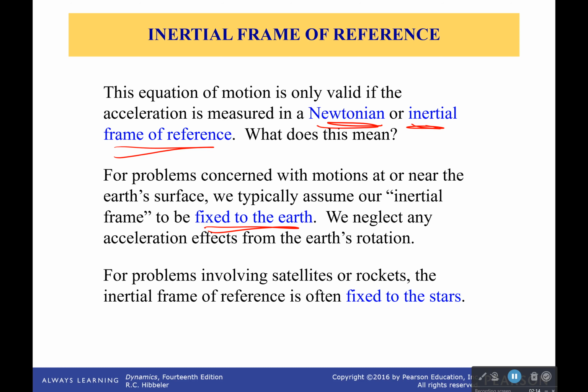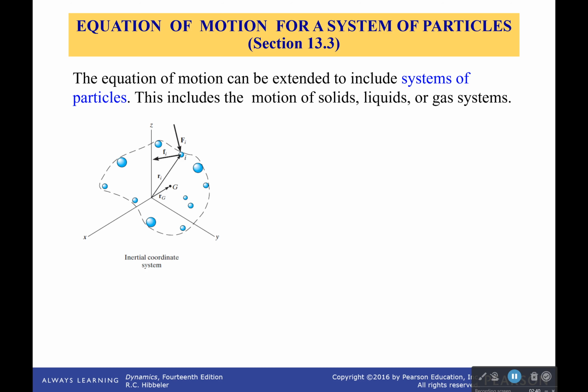Now, for problems involving satellites or rockets, we have to fix it to the stars. And I hope you're noticing the word fixed here. For an inertial frame of reference, we need to have a fixed frame of reference when we're looking at things. That can change at various times in the problem, depending on what we're doing, but we have to have a fixed frame of reference. We can't just move along with it. So I'll keep on going.